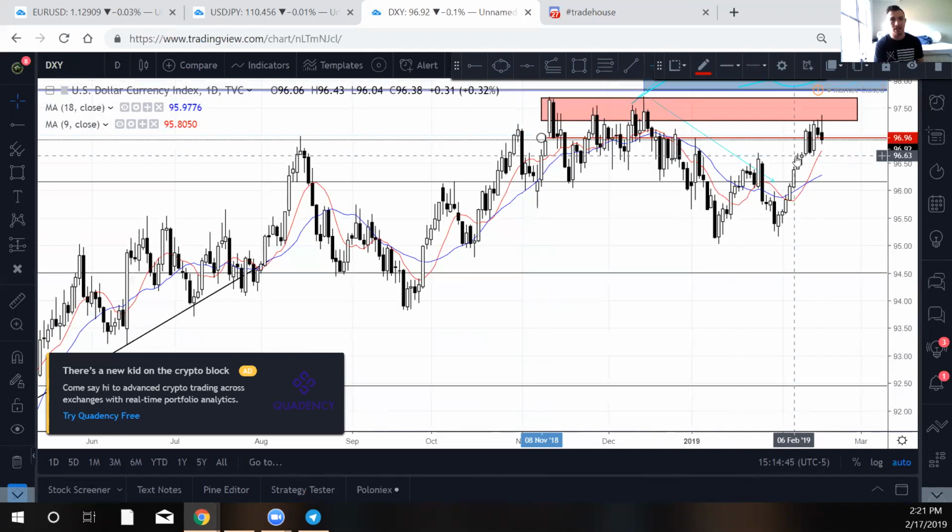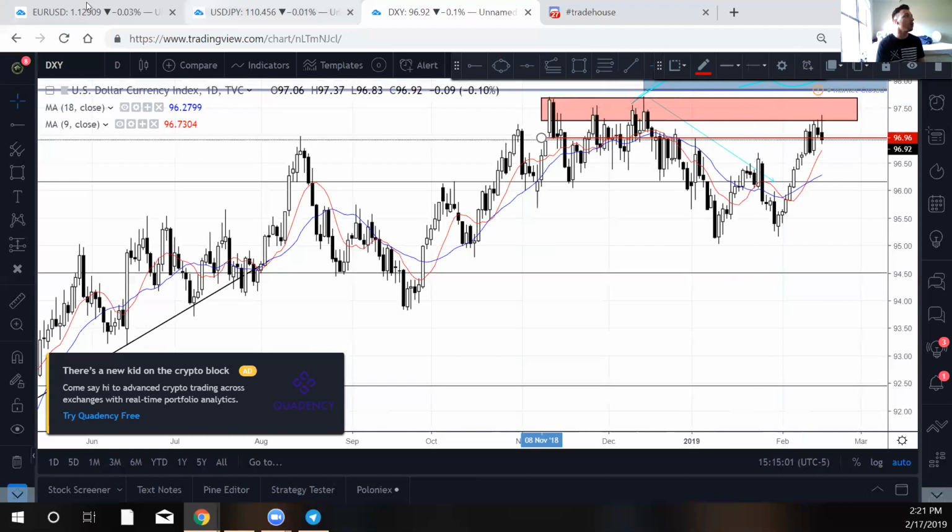So what is that going to tell us? That's going to tell us that this entire area right up here in this red box is where a lot of the banks are placing their orders. They're placing a lot of sell orders up here, ladies and gentlemen.